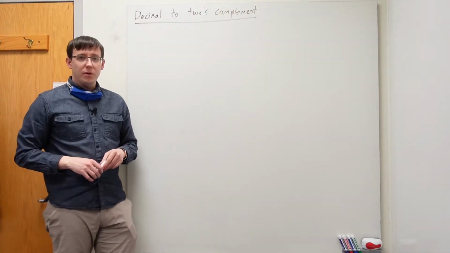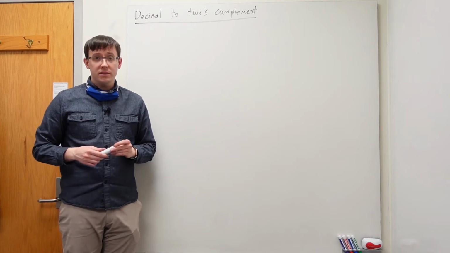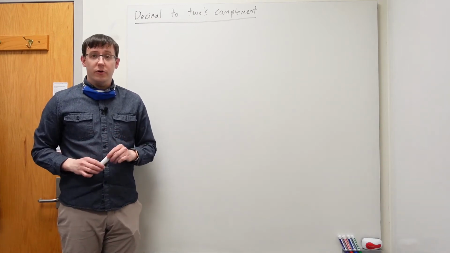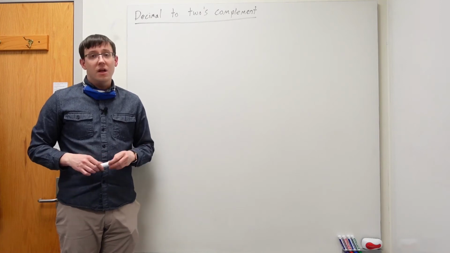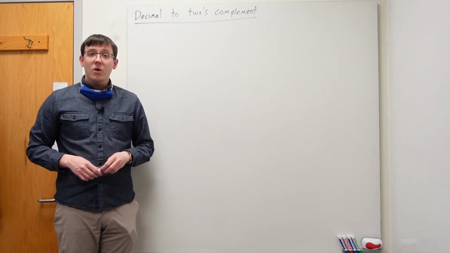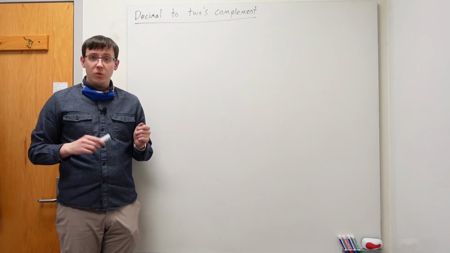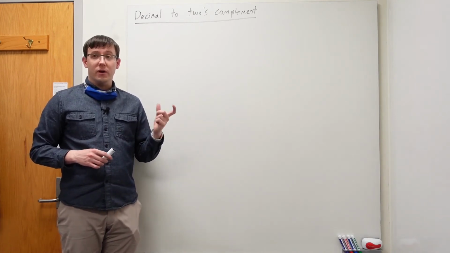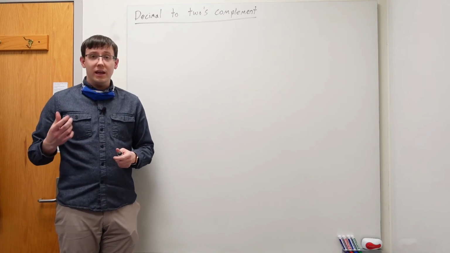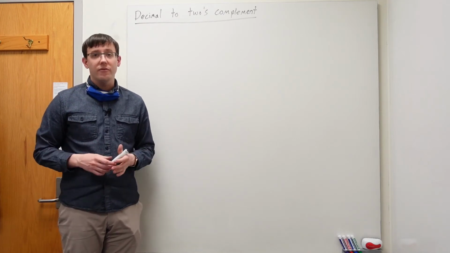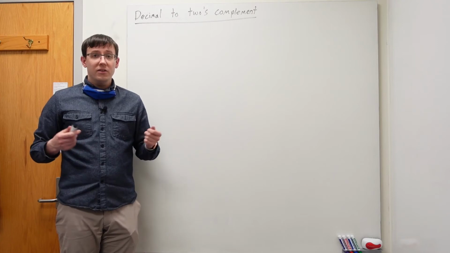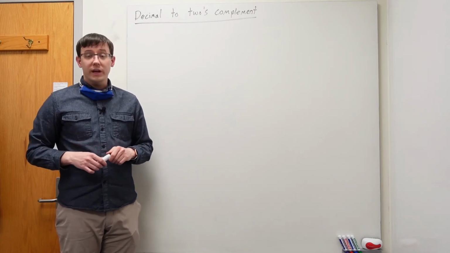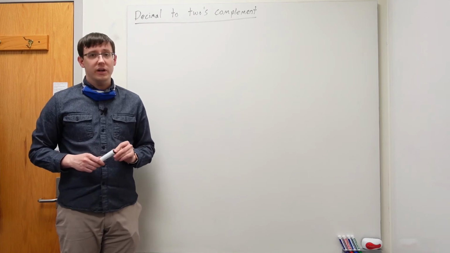Converting to 2's complement, if we have a positive number, is almost identical to what we did converting to ordinary binary. The only thing that's different is we now have a fixed bit width, and so we would need to check that the decimal number that we are converting fits within the number of bits that we have available in binary. But as long as there is enough room in our fixed number of binary digits, we can do exactly the same conversion that we did before.